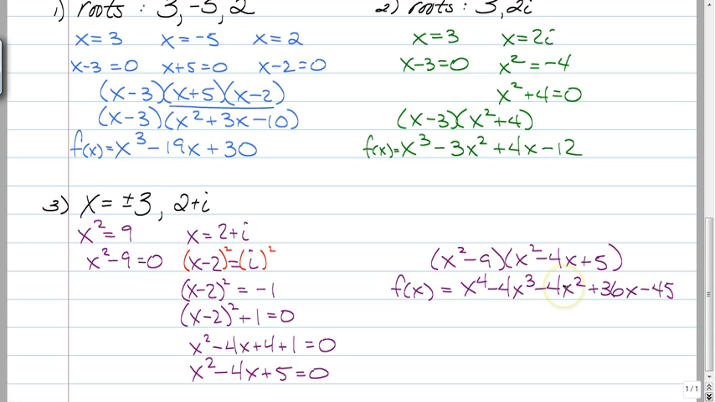Take those two, multiply them out, and you get this big old final answer of x to the 4th minus 4x cubed minus 4x squared plus 36x minus 45. And if you got that, I am very impressed. If not, this is probably the area right here that tripped you up a little bit. So just remember where these come from.